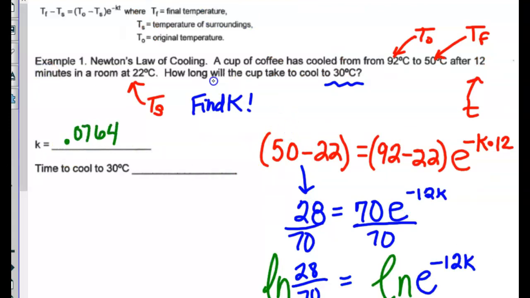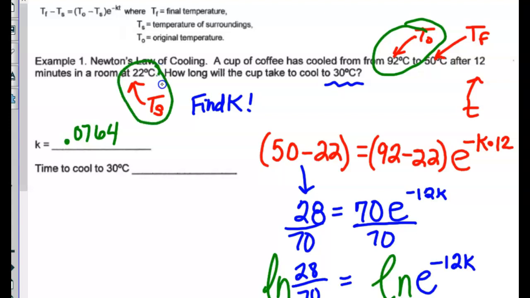Now it says, how long will it take the cup of coffee to cool to 30 degrees? Okay. So we're going to assume that our initial temperature is still 92. Okay, the original temperature is still 92, so we're going to use this. But the surroundings are still 22.